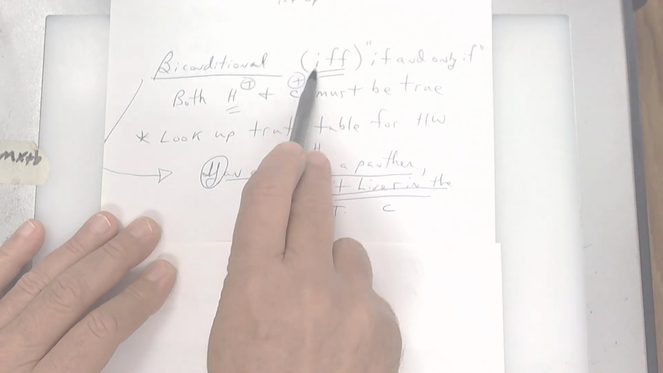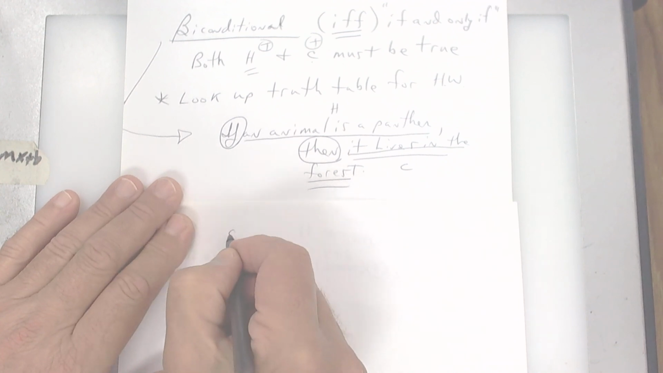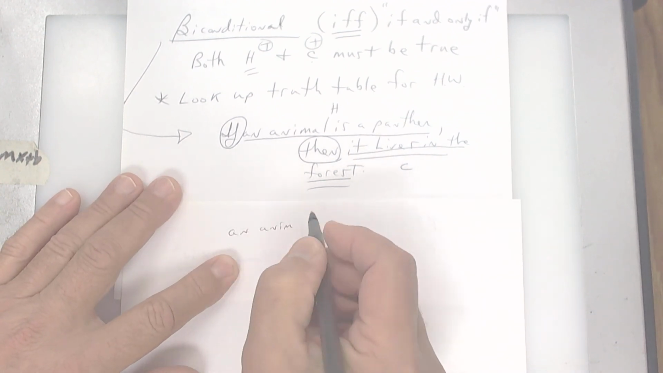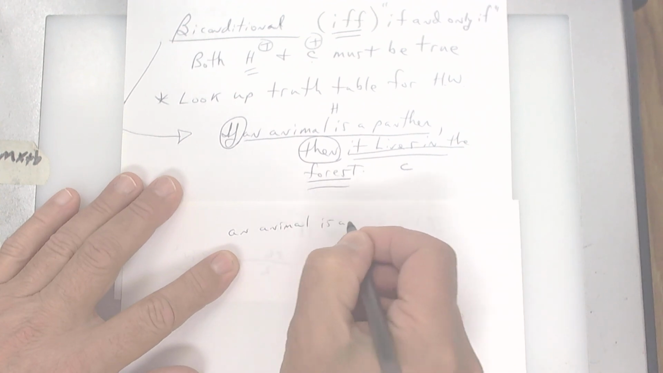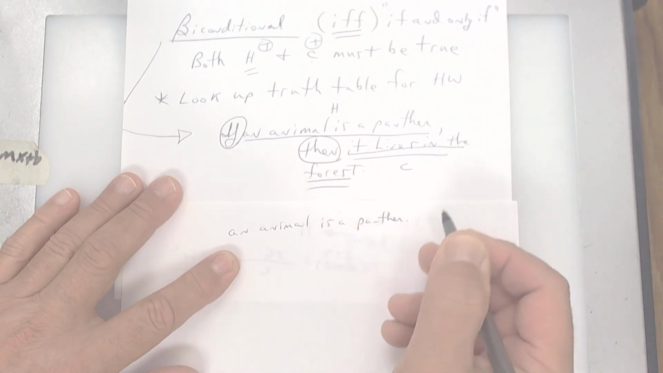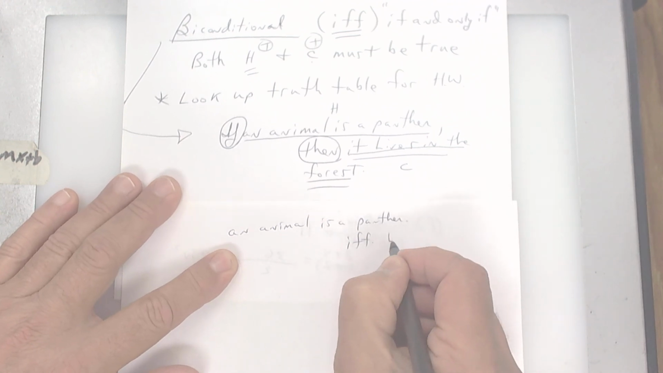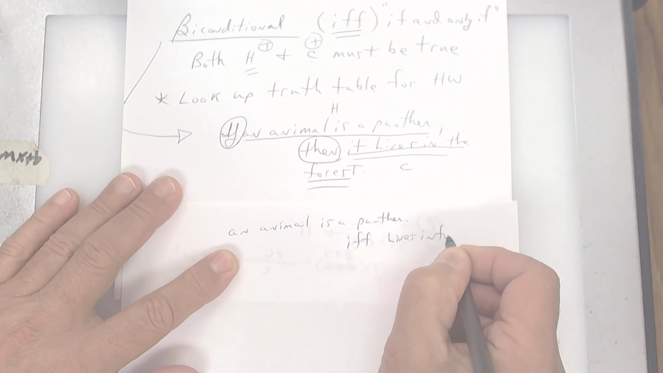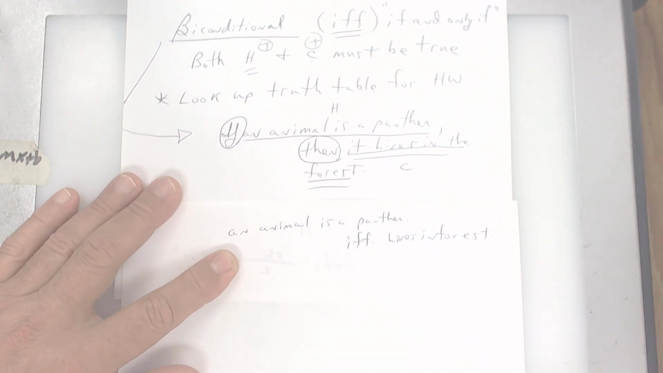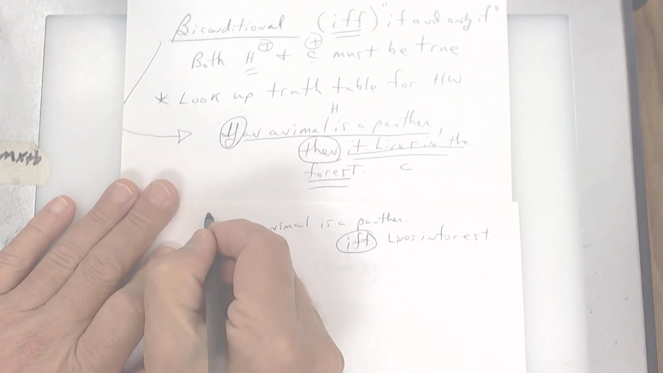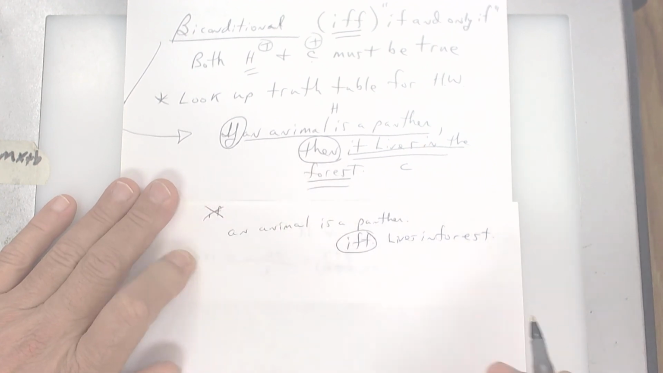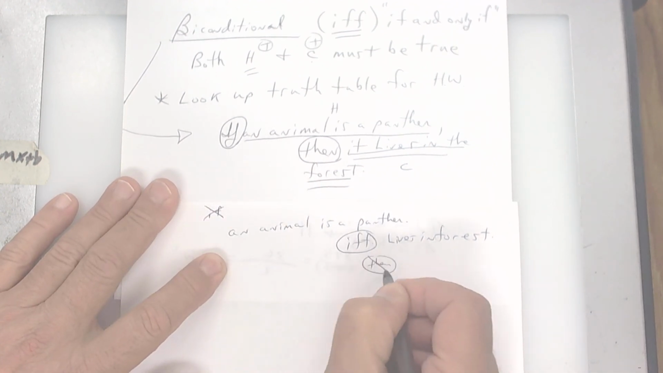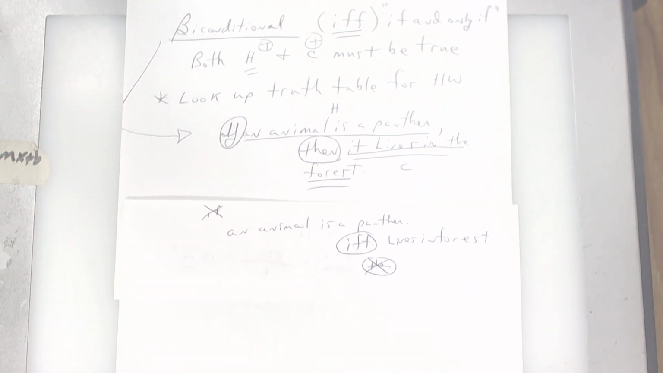Now, the way you write it as a biconditional is you say an animal, you leave off the word if, an animal is a panther. It's real easy. If and only if it lives in the forest. Copy that down. That's all a biconditional is. You just use this in the middle. You drop the word if, you don't use if, and you drop the word then. A biconditional only works if they're both true. So if they tell you to write a biconditional, you just use if and only if.